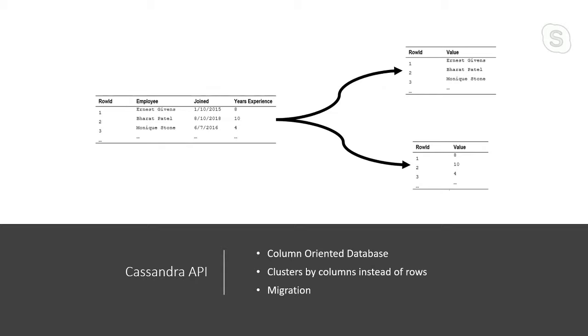Cassandra API. This is a column-oriented database, and the advantage of using a column-oriented database is that data in columns is stored in close physical proximity. So it groups the columns in close physical proximity, which means that if you want to run calculations on these columns, you don't have to span across multiple machines to get the data. It's because it's stored in close physical proximity. So it's great for analytical work.